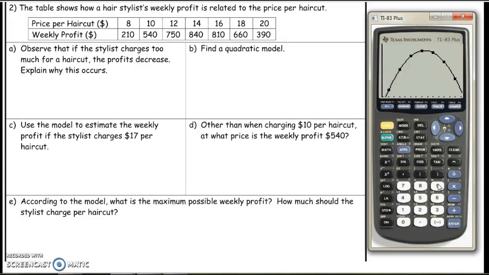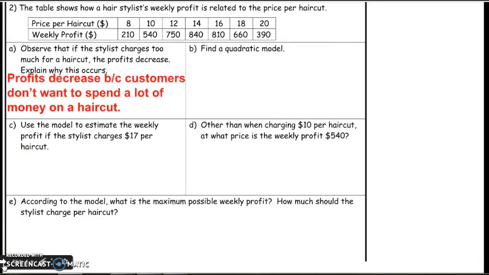So now we need to answer some questions. Observe that if the stylist charges too much for the haircut, the profit starts to decrease, and we can see it in the table here, and we can see it in the graph right here. Explain why this occurs. Well, profits decrease because customers don't want to spend a lot of money on a haircut. So as the price of the haircut increases, the number of customers is fewer.